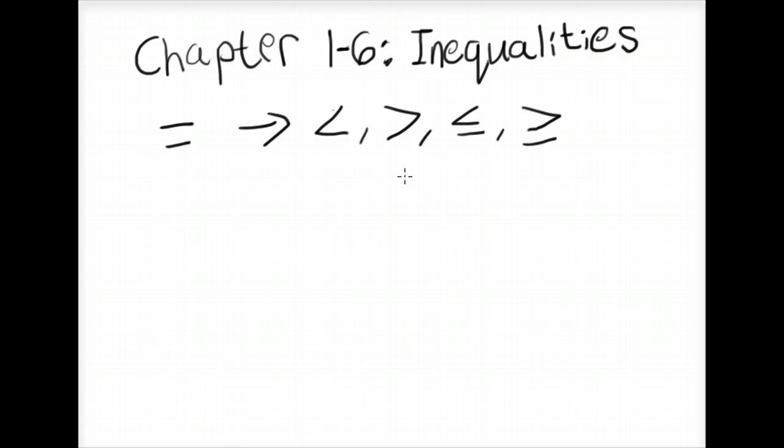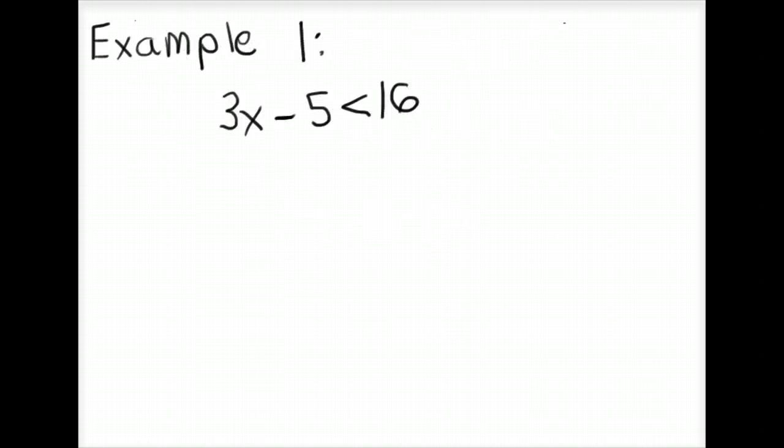So for an inequality, let's say we have the inequality 3x minus 5 is less than 16. There are an infinite number of solutions that would make this inequality true. So often we'll express the solution to an inequality in the form of a graph. Inequalities can be solved very similar to the way you solve an equation. You really want to isolate the variable and get x is greater than or less than some specific number.